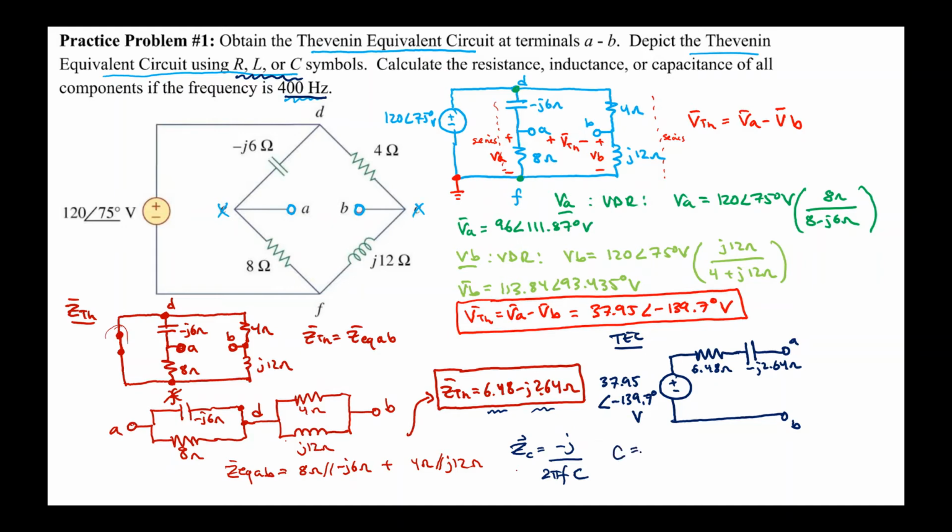That is, C equals negative j divided by 2 pi f ZC. With some numbers, that's the minus j divided by 2 pi 400 times the negative j2.64 ohms. We can see the negative j's will cancel, and if we solve, we obtain a capacitance of 150.7 microfarads.